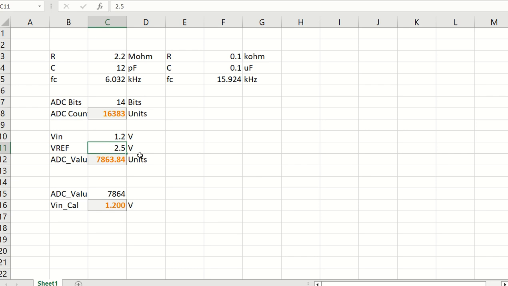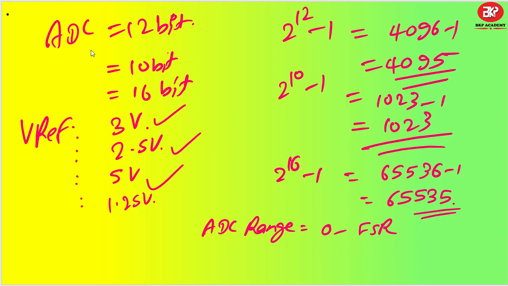Now if you change the reference voltage, let us say to 3 volt, then the value will change. So it has become 6553. Understood? And corresponding to that, if I put 6553, then the corresponding analog value will be 1.2 volt. So this was all about ADCs, ADC bits and ADC references, and what is the ADC value for particular analog inputs and digital outputs.